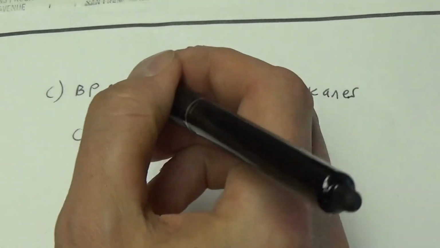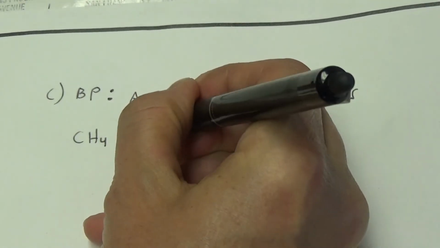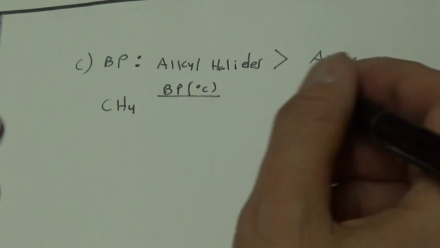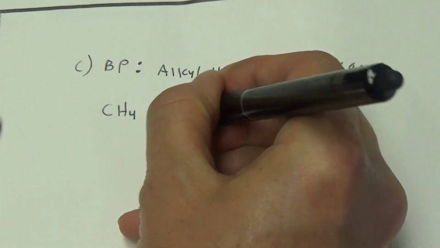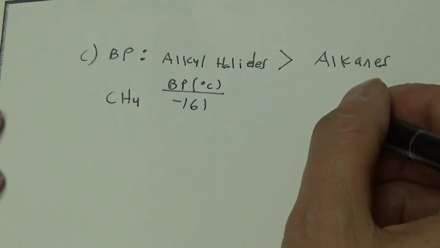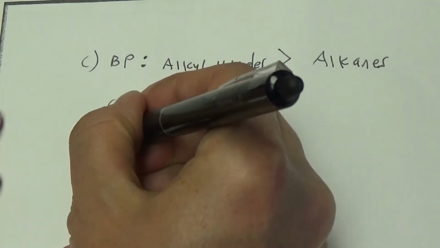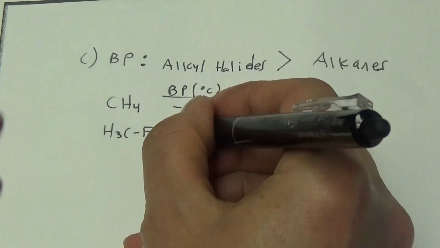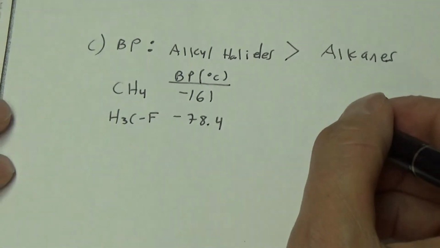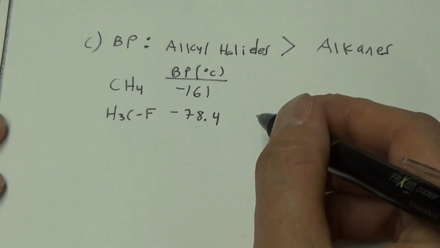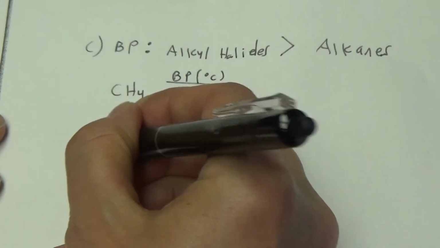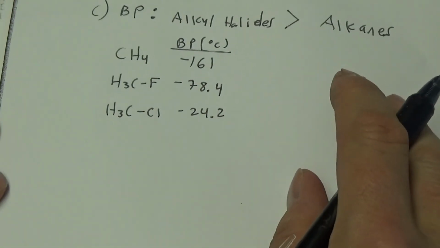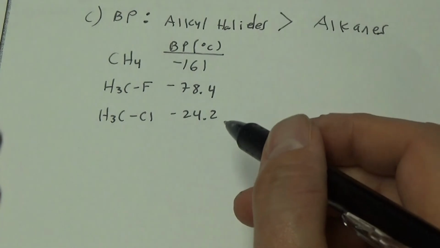Methane, the boiling point in degrees Celsius. Methane has a very low boiling point. It's negative 161 degrees Celsius, so it's very gaseous at room temp, right? Fluoromethane is negative 78.4, so definitely a higher boiling point. And then chloromethane is negative 24.2.